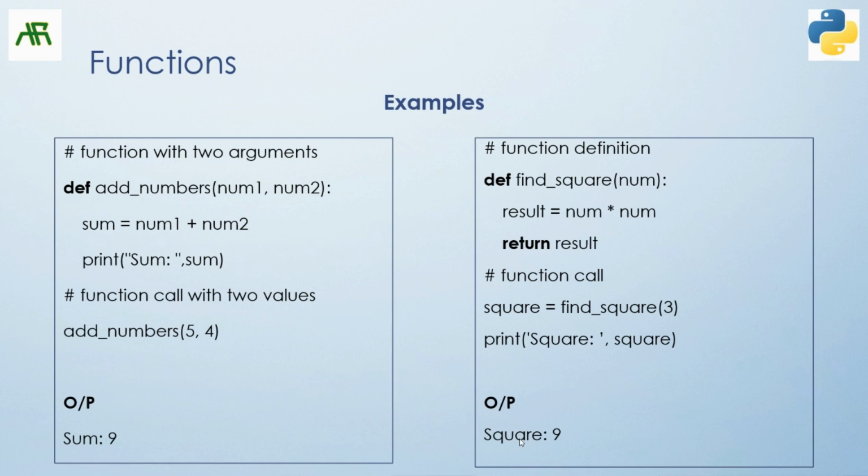It's a different way of defining and executing a function. So I'm assigning the result to a variable called square and I'm printing square. So if I call the function with find_square of 3, I'm going to get an output. Remember there is another way to get it, result equal to number squared. This is another way of getting the square value for a given number.